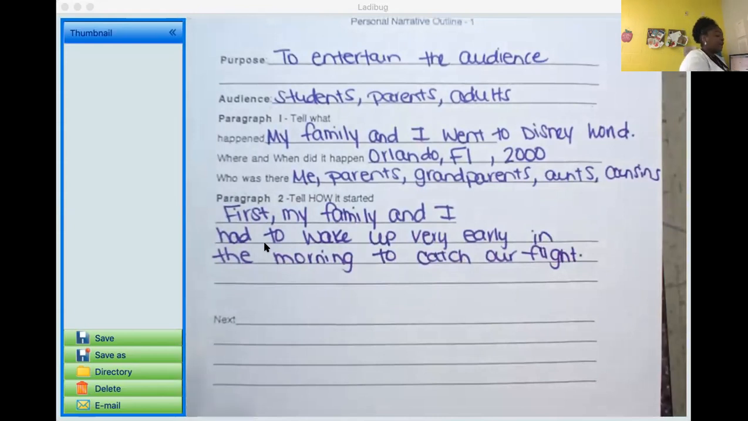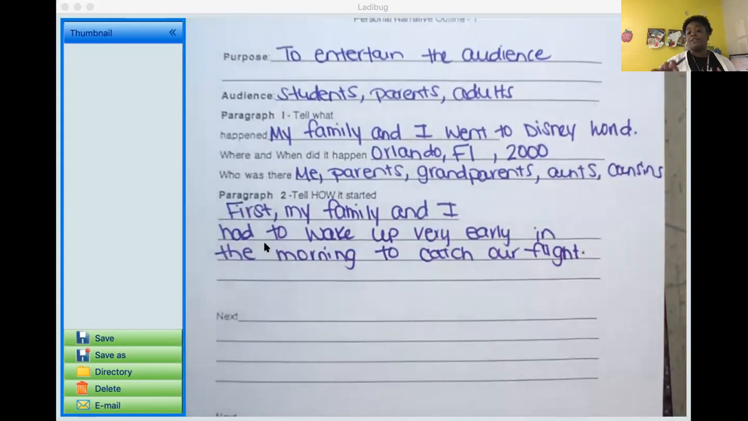Okay. And if you need to pause me at any point because you need more time to write, that's cool. Just hit pause and then pick up whenever you're ready.